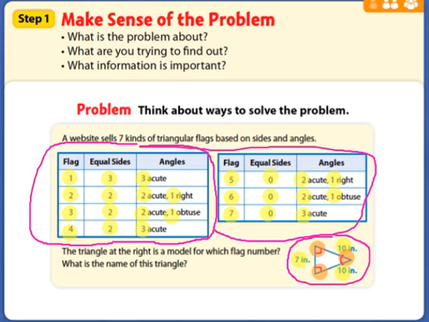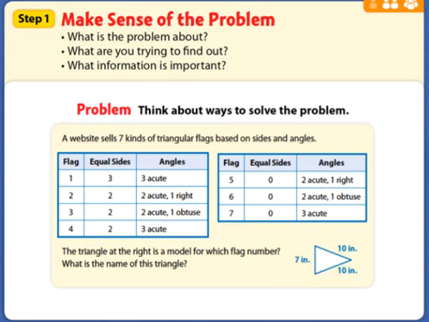All right, we have read through our problem one time. That was just the first time. So let's do it again. All right, so again, a website sells 7 kinds of triangular flags based on sides and angles. The triangle at the right is a model for which flag number? What is the name of the flag? All right, so what are we trying to find out here? What is the goal of our problem?